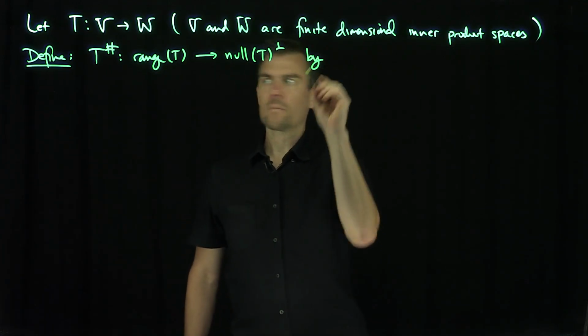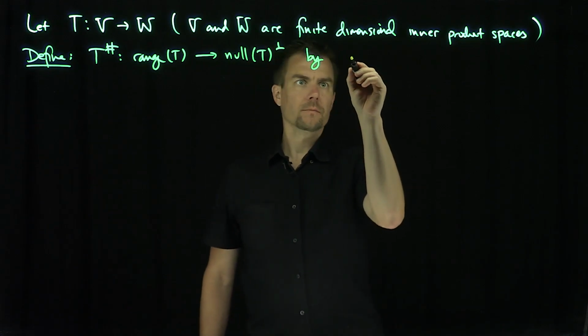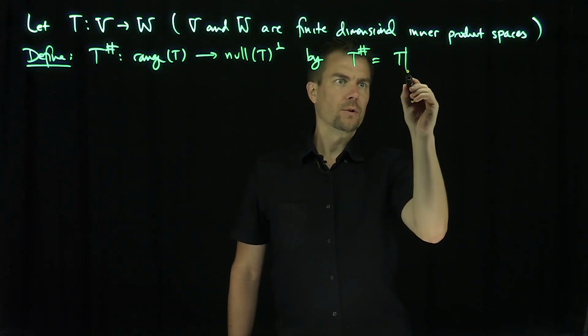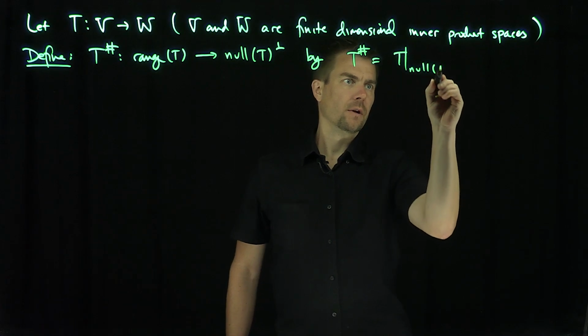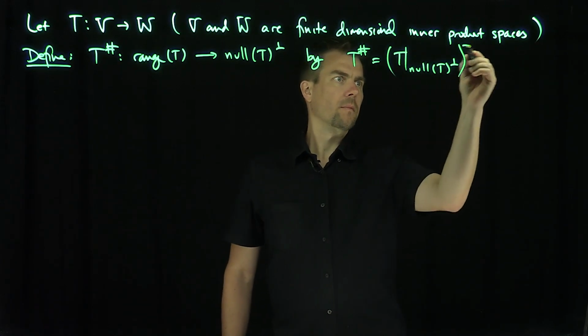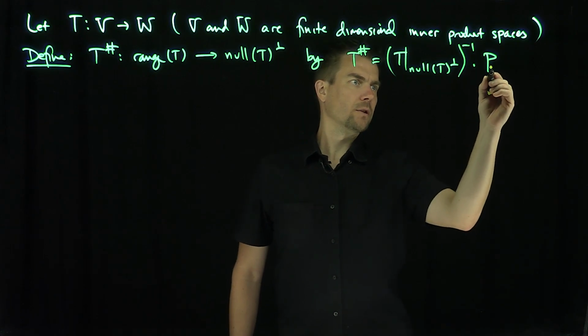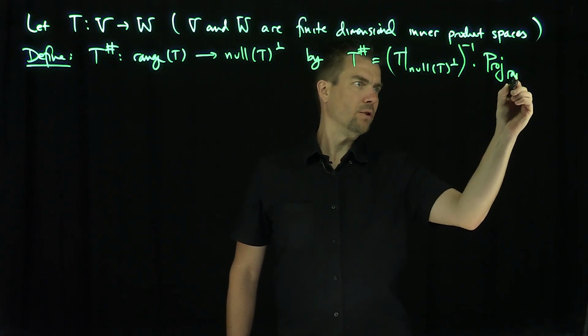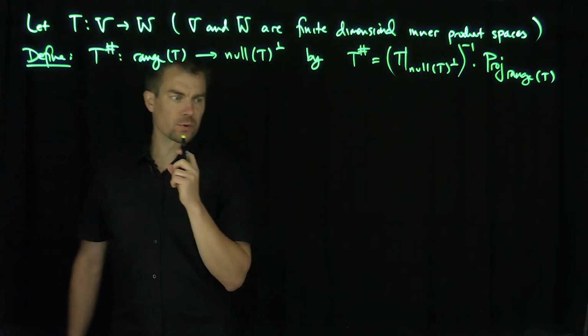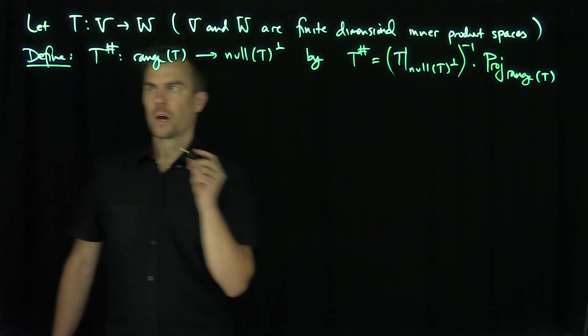by T star is equal to T restricted to the null space of T perpendicular, inverse, times the projection onto the range of T, okay? And so now, of course, we want several different properties of this, and so let's talk about some properties.